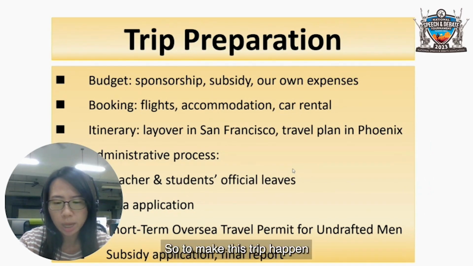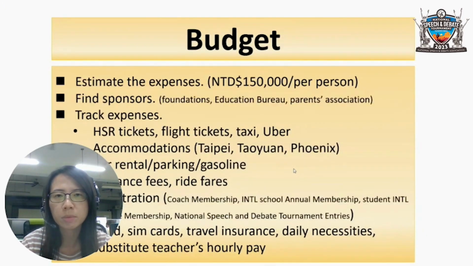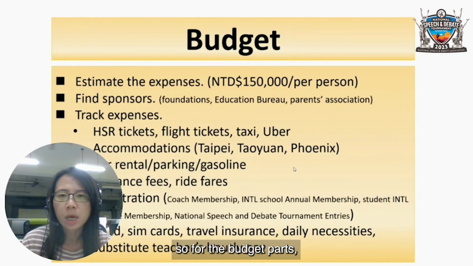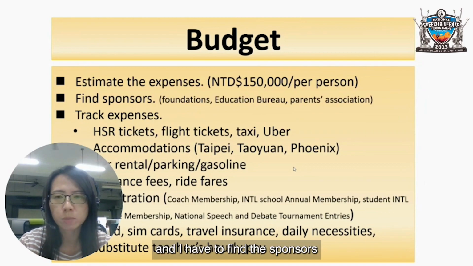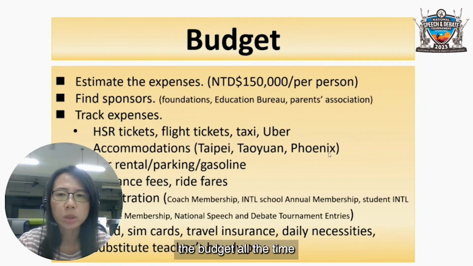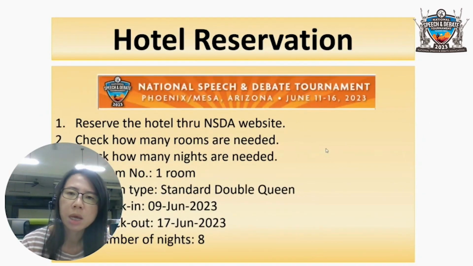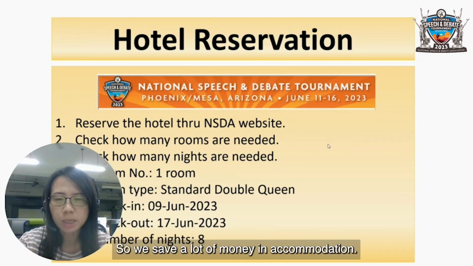So to make this trip happen, we need to consider the budget, hotel booking, car rental, schedule, and administrative process. For the budget part, before the trip, I estimated all the expenses, and I helped to find the sponsors. And during the trip, I tracked all the expenses and controlled the budget all the time. For the hotel reservation, because we reserved the rooms from the NSDA website, we saved a lot of money in accommodation.